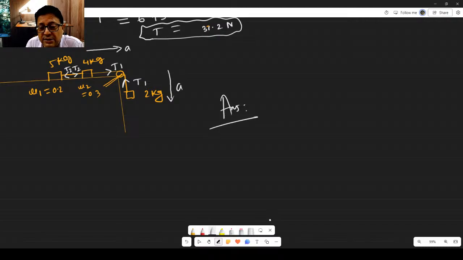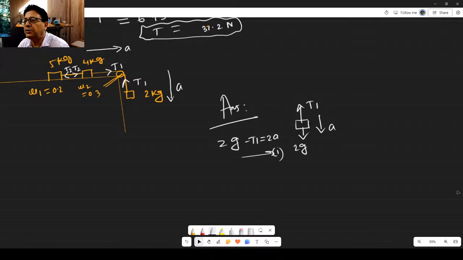I am starting with the RHS. You agree? 2g minus T1 equal to 2a, because this mass is 2 kg. We have drawn the free body diagram of this object. Clear?